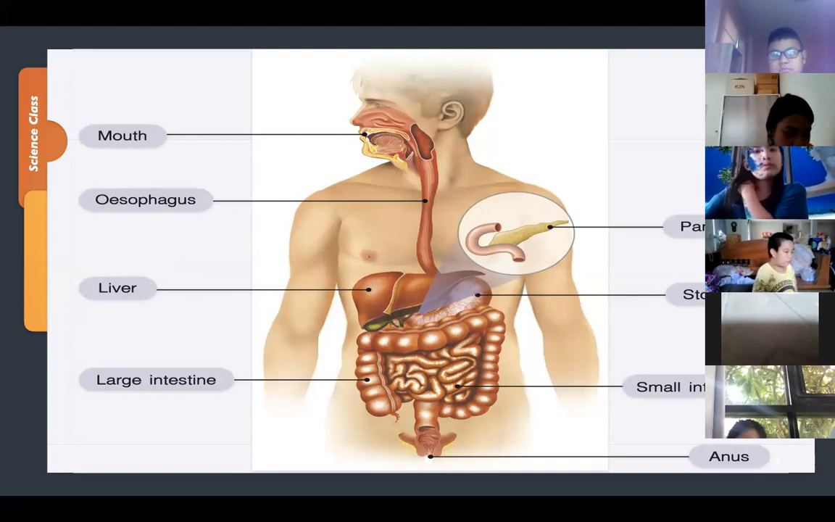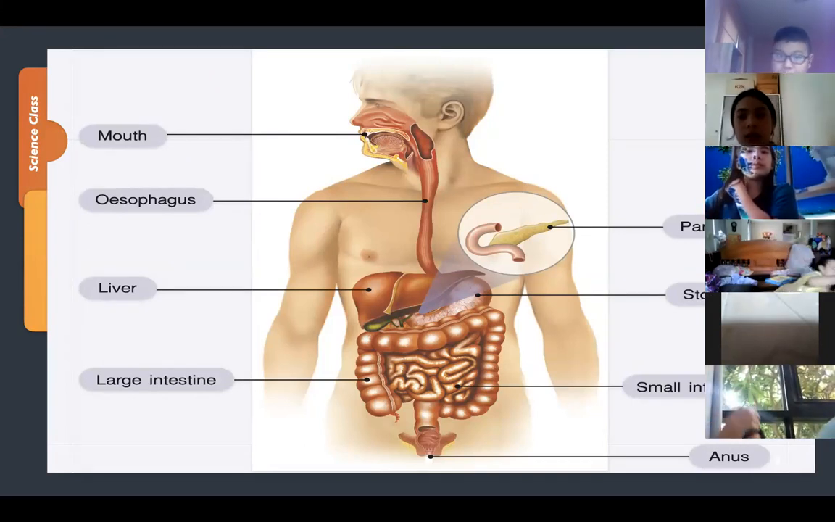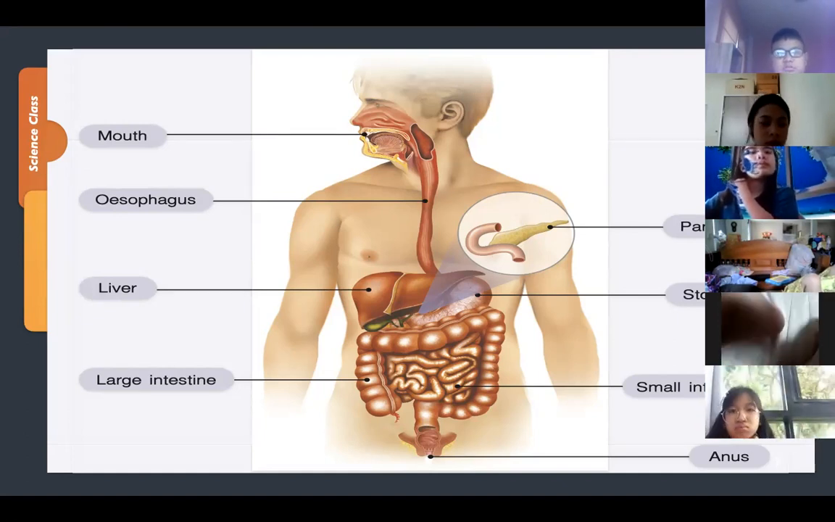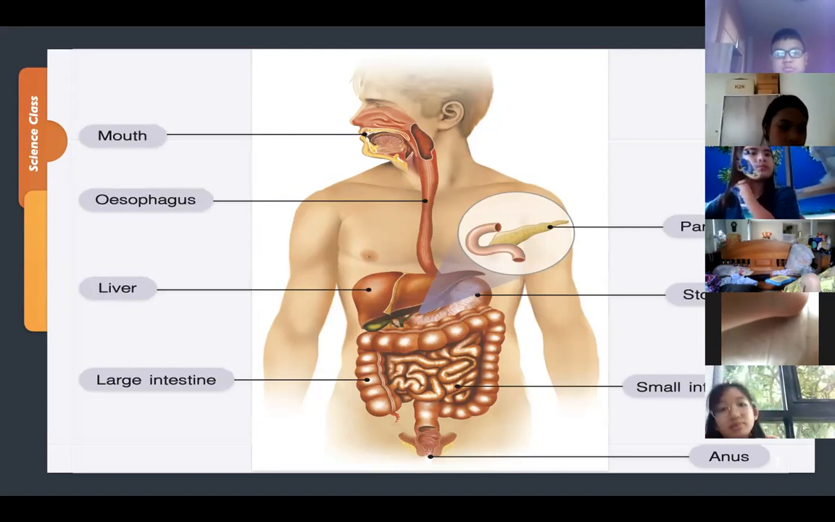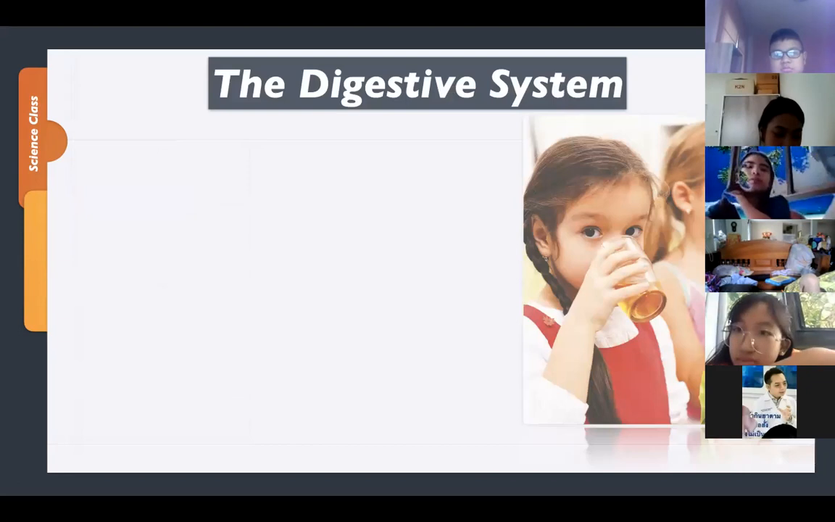The liver and pancreas have a separate function in the digestive system. But we will be talking about that later on. The main parts are these ones. Okay, the digestive system.